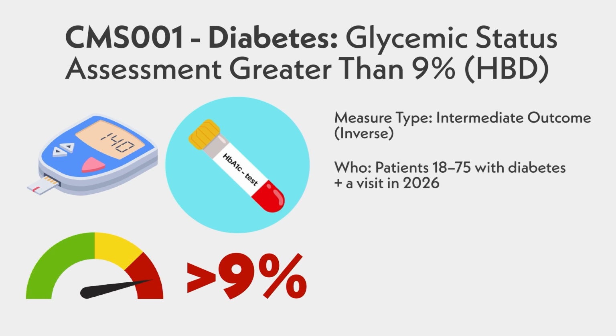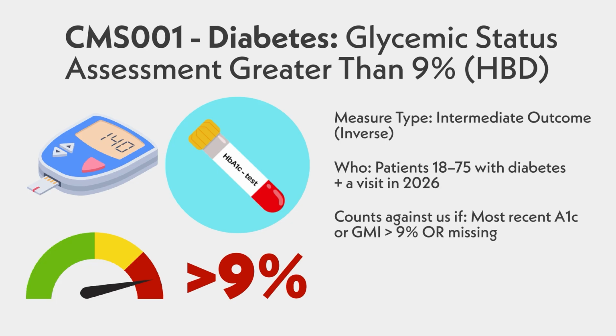The denominator is adults 18 to 75 with a documented diabetes diagnosis who had at least one eligible visit during the measurement period. The numerator includes patients whose most recent glycemic status assessment during the year is either greater than 9%, or missing because it wasn't performed or wasn't recorded in a way the measure can recognize. The measure allows either a traditional A1C or a glucose management indicator, or GMI, as long as it's documented correctly.